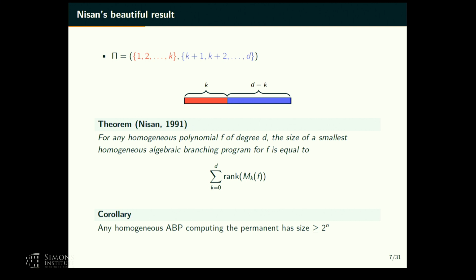And then if I sum actually all the ranks of these matrices, then I get the size of the smallest homogeneous algebraic branching program for my polynomial. So I get my exact characterization. And obviously, then if you do a short computation for the permanent, then you can get a lower bound.